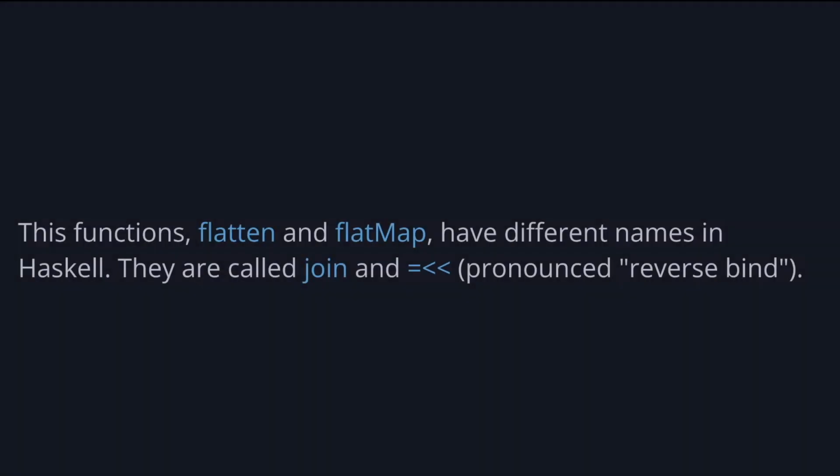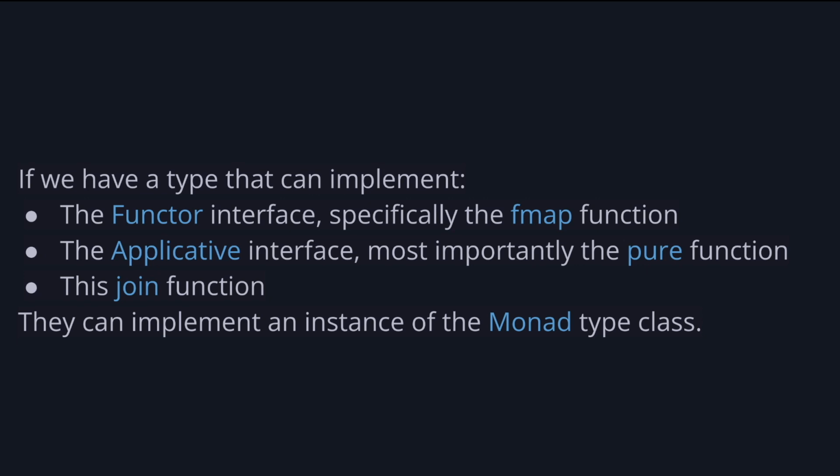These functions, flatten and flatmap, have different names in Haskell. They are called join and reverse bind, and they are the essence of another incredibly useful abstraction in Haskell. If we have a type that can implement the functor instance, specifically the fmap function, the applicative interface, most importantly the pure function, and the join function, they can implement an instance of the monad type class.